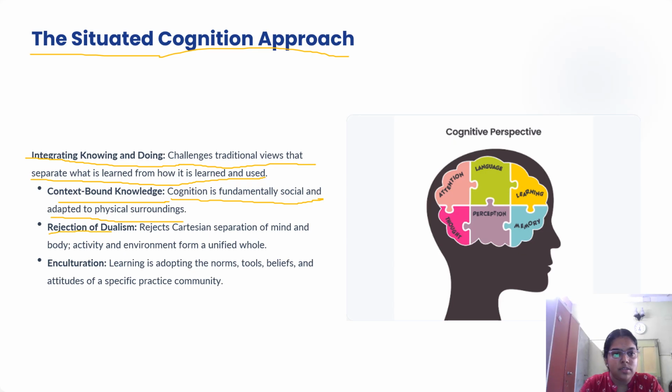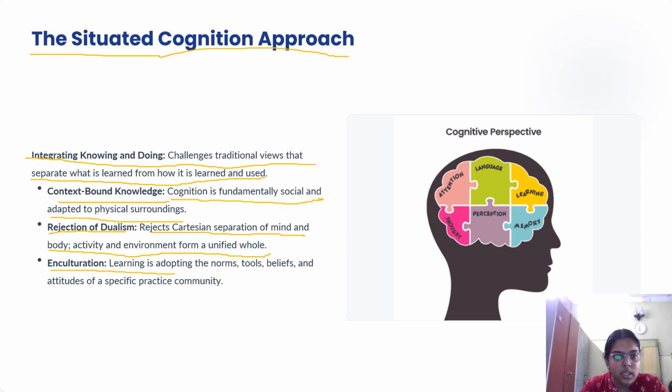Rejection of dualism. It rejects the Cartesian separation of mind and body, activity and environment, from a unified whole. In case of rejection of dualism, we see that it rejects the Cartesian separation of mind and body, activity and environment from a unified whole. The Cartesian separation of mind and body is strictly rejected.